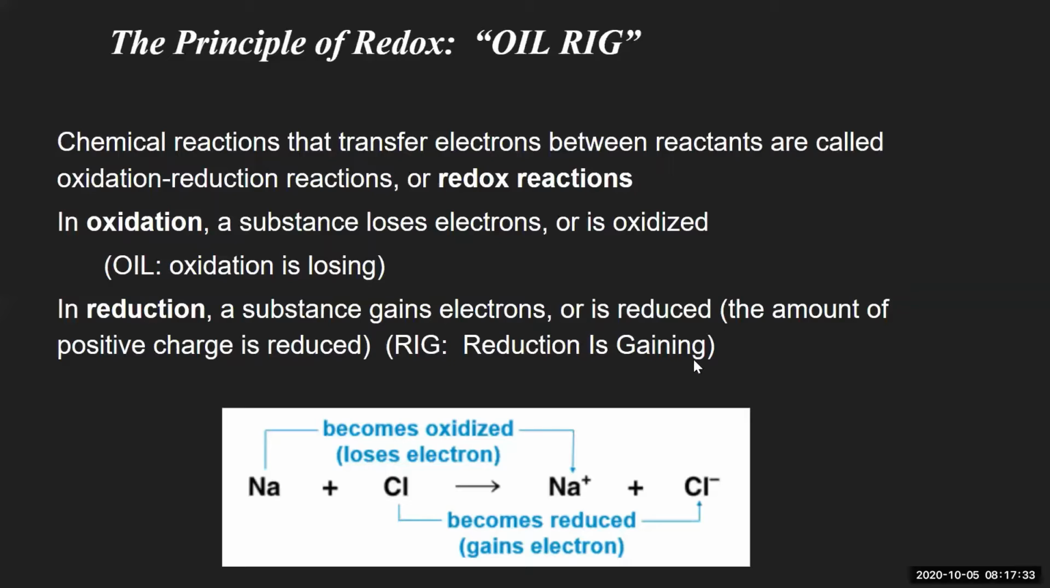So if we look at this simple little reaction here where we have sodium and chlorine and they come together to become sodium chloride, we know that sodium loses an electron. So that is oxidized. Anything that loses an electron is oxidized. That electron has to go somewhere. It went to chlorine, and we see that negative charge right there, so we know that that electron went to chlorine. So chlorine was reduced.